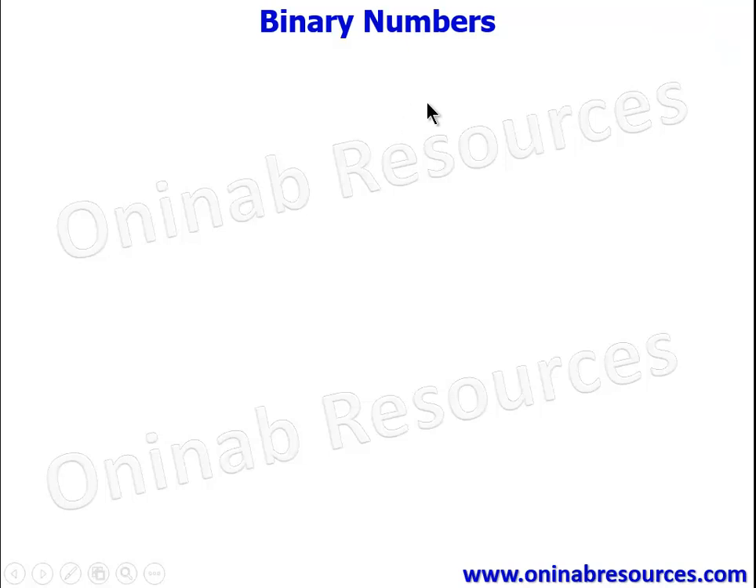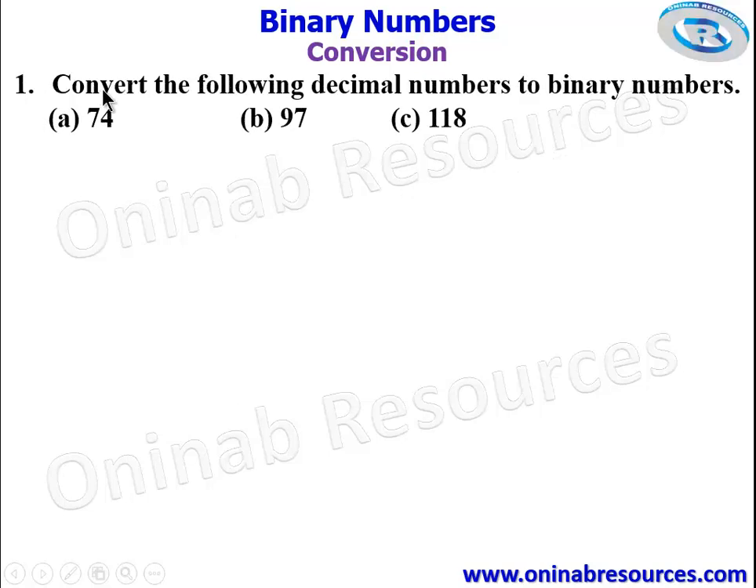In this video, we'll be looking at conversion, where we'll be converting from binary number to decimal number, as well as decimal number to binary numbers. So we start with the first problem. Problem 1, convert the following decimal numbers to binary numbers. We have 74, 97, and 118.